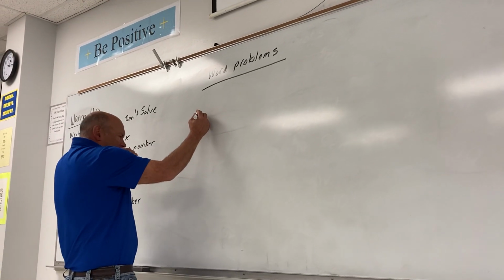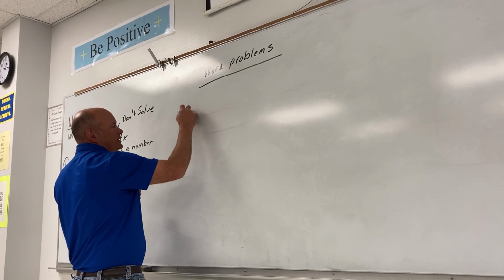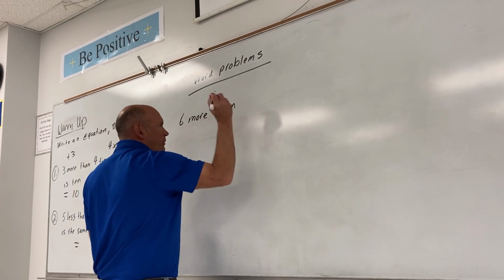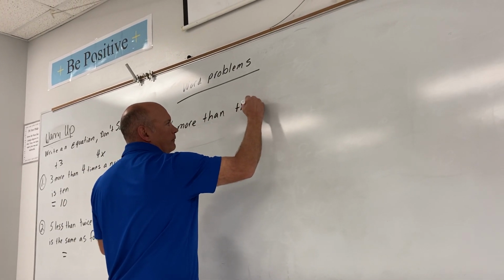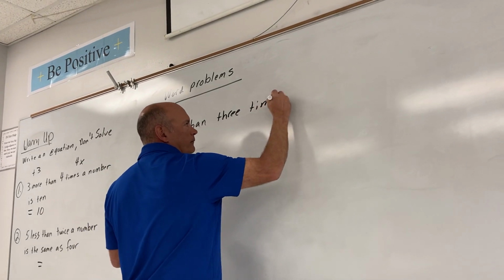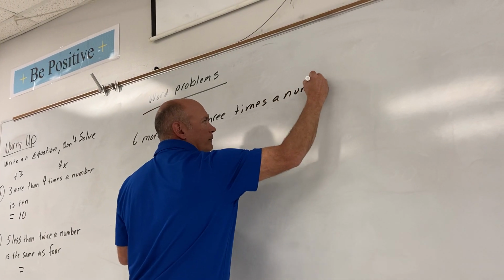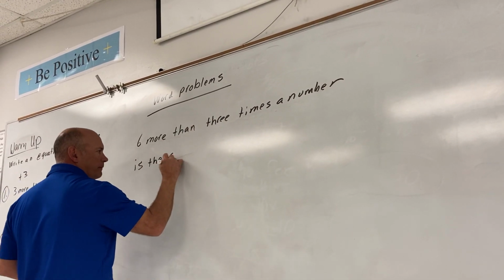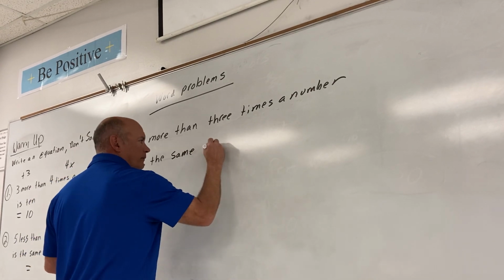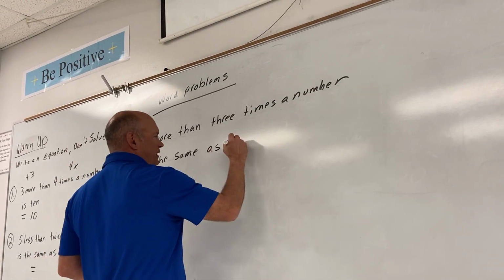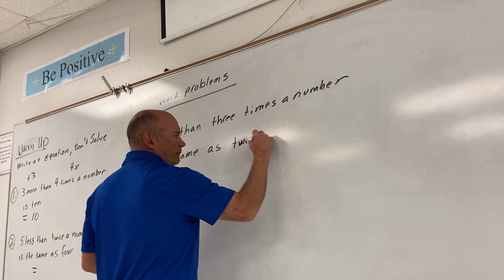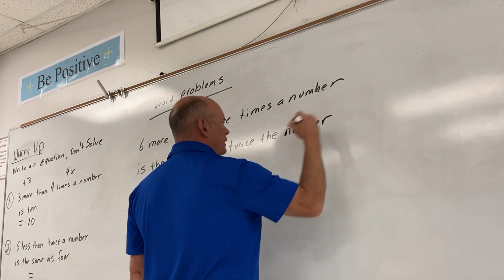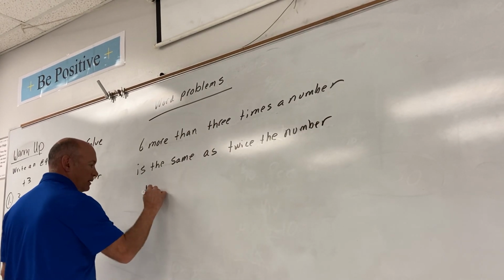Let's do: 6 more than 3 times a number is the same as twice the number decreased by 5.